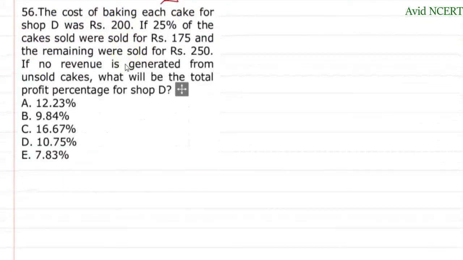56th problem from the SBI PO 2020 question paper. The cost of baking each cake for shop D was rupees 200. If 25% of the cakes were sold for rupees 175 and the remaining were sold for rupees 250, and no revenue is generated from the unsold cakes, what will be the total profit percentage for shop D? So we are going to find the profit for shop D.